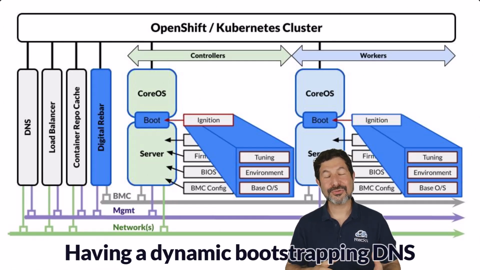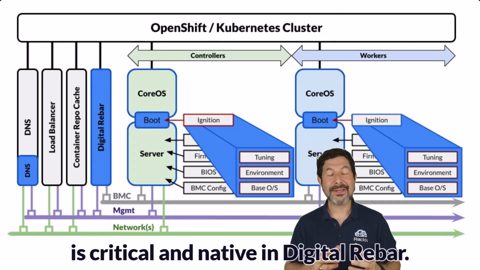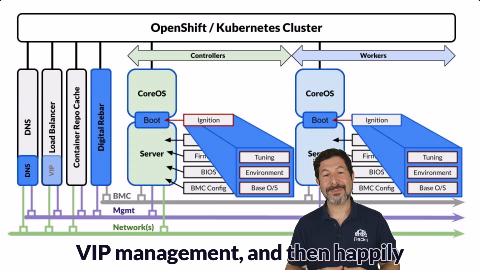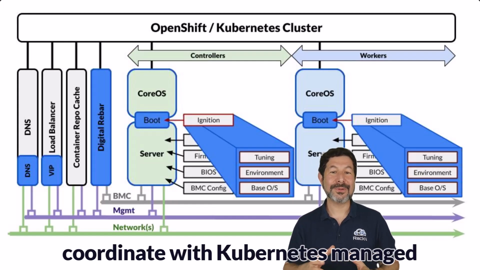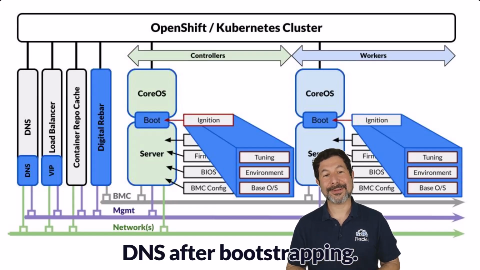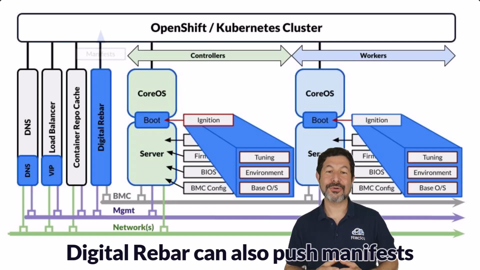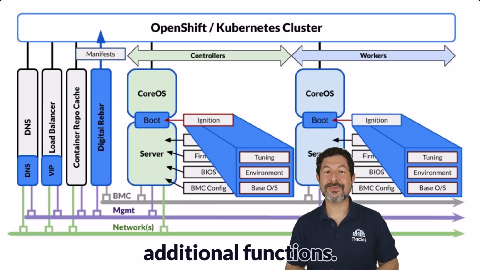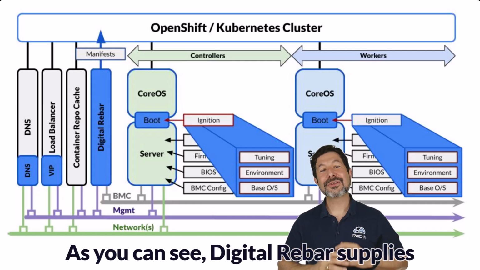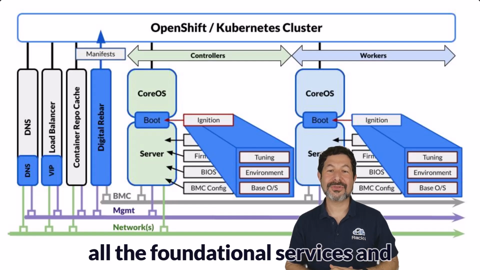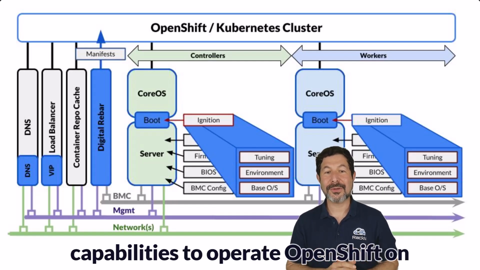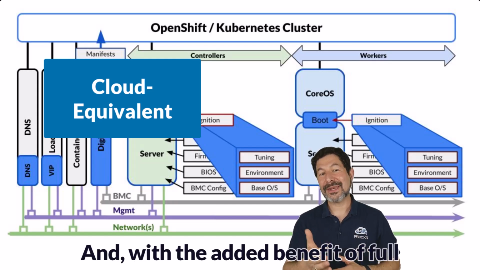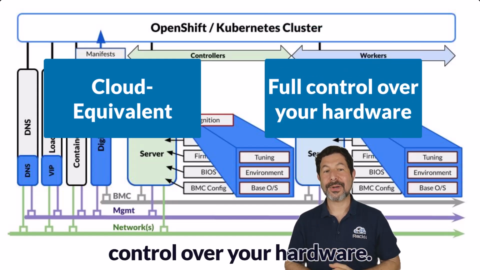Having a dynamic bootstrapping DNS is critical and native in Digital Rebar. We provide foundational DNS and VIP management, and then happily coordinate with Kubernetes managed DNS after bootstrapping. Digital Rebar can also push manifests into your bootstrap or running Kubernetes cluster to manage additional functions. As you can see, Digital Rebar supplies all the foundational services and capabilities to operate OpenShift on bare metal. We've made the experience cloud equivalent, with the added benefit of full control over your hardware.